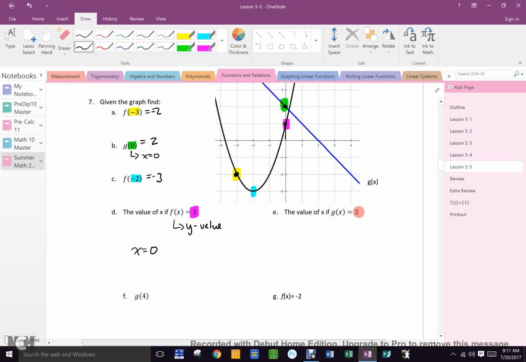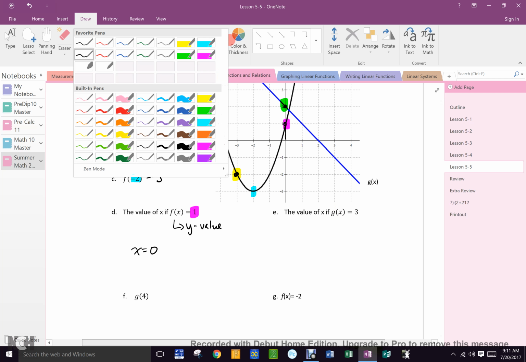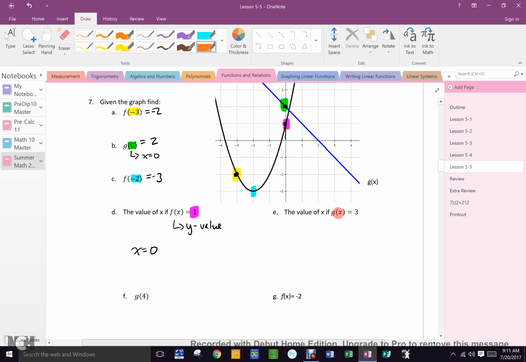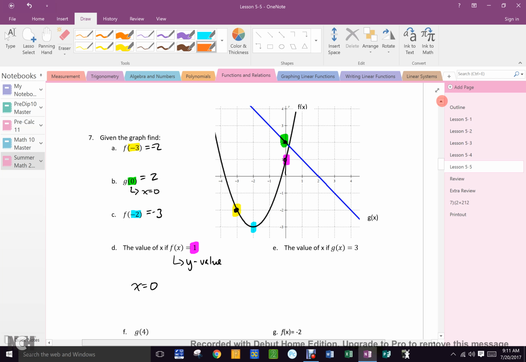And what about this one? Is that a y or is it? It's a y value. Excellent. And it is a y value of what? 3. So I go up to 3 and I need to find the x for 3, which is over here, isn't it? So what's the answer? Negative 1. Oh my good gravy, you guys.